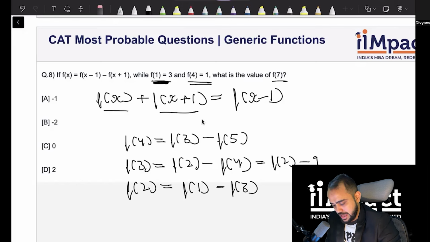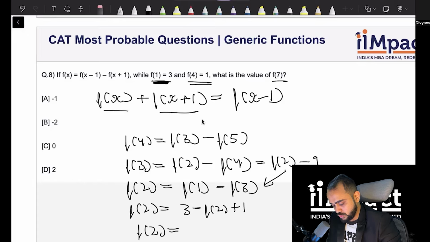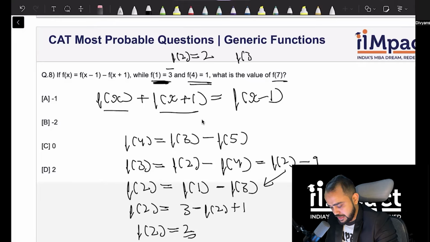So I'll say f of 2 is equal to 3 minus f of 2 plus 1. Basically, I substituted the f of 3 value here, which will give me f of 2 as 4 by 2, that is 2. So now I have f of 1 as 3. I have f of 2 as 2. I can find f of 3 now. I know f of 3 is f of 2 minus 1. So that is 2 minus 1, that is 1. And f of 4 is equal to 1.